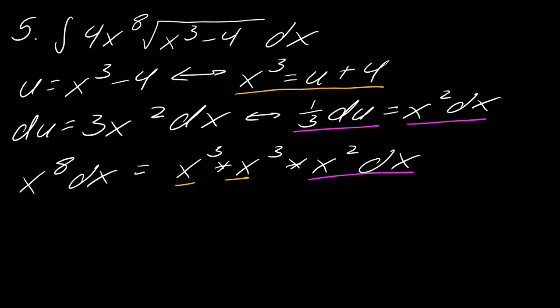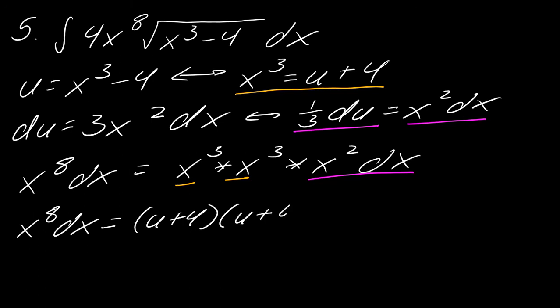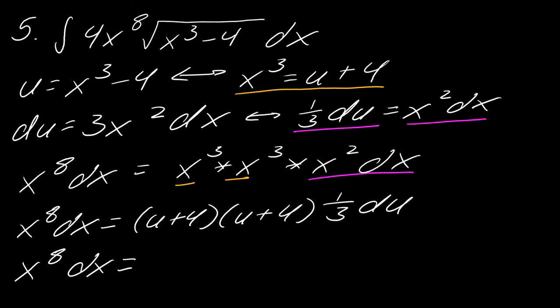So just to be clear now, my x to the 8th dx will be equal to u plus 4 times u plus 4 times 1/3 du, which I can rewrite then as x to the 8th dx equals u plus 4 squared. Let's actually bring that 1/3 in front, sorry. 1/3 (u plus 4) squared du.